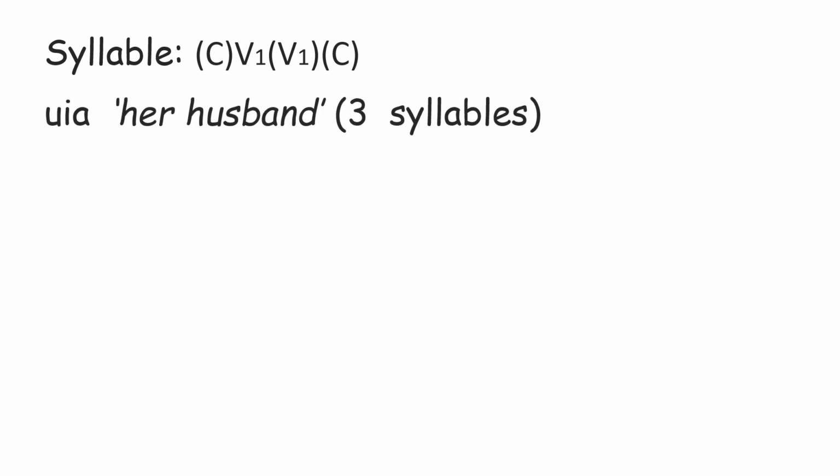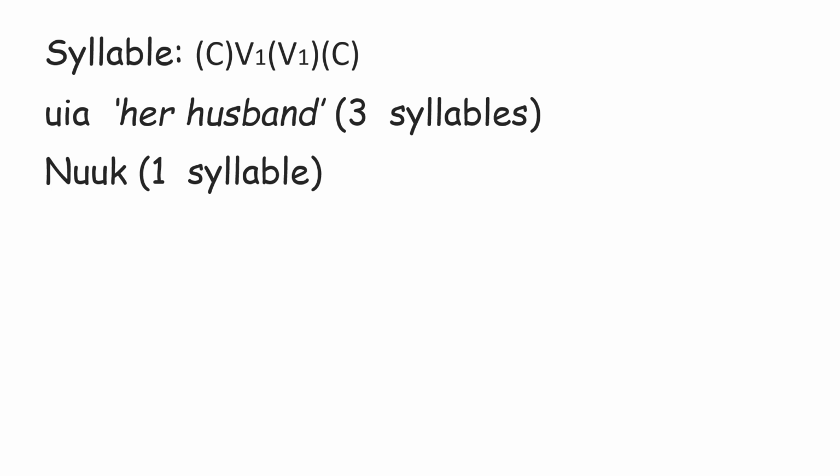So, for example, the word uia, meaning her husband, contains 3 distinct short vowels that each correspond to a syllable. Uia. The word Nuuk, which is the capital of Greenland, contains 1 long vowel with 2 surrounding consonants, so it only has 1 syllable. Nuuk. Note that Greenlandic also has short and long consonants.